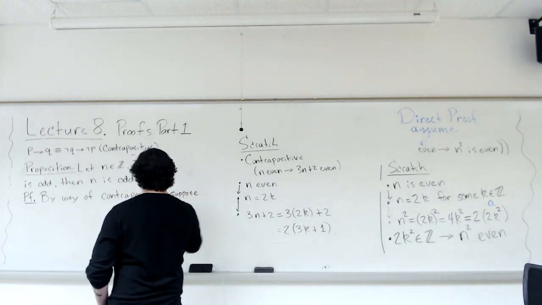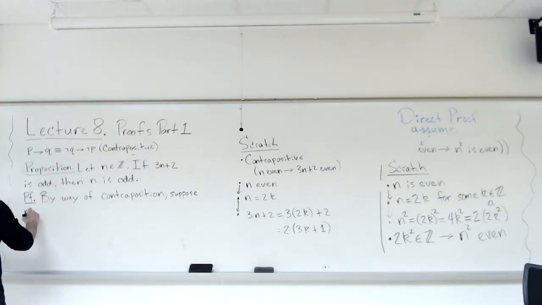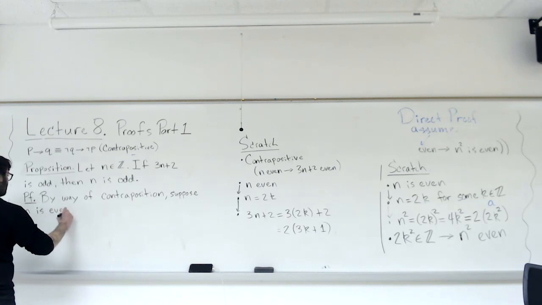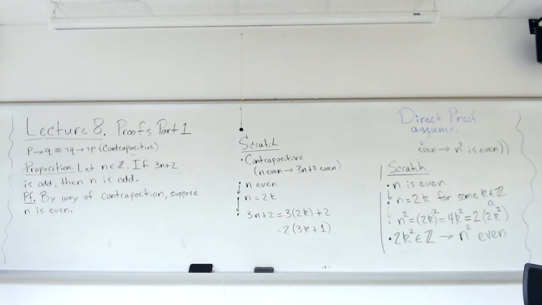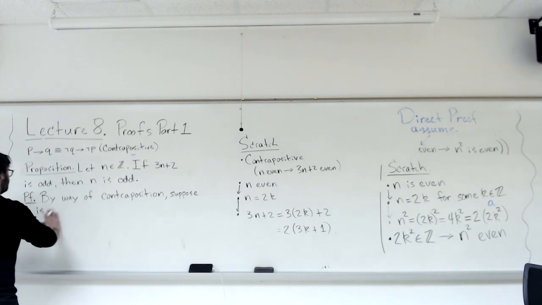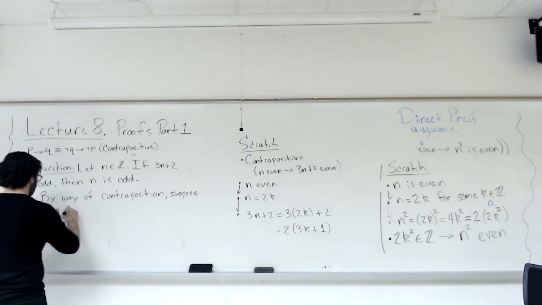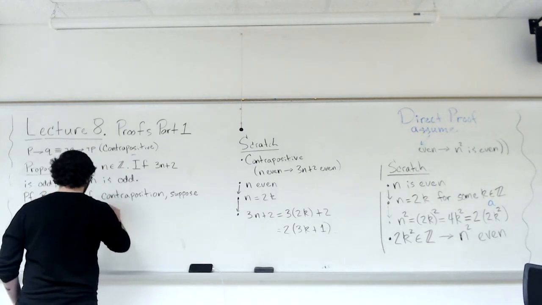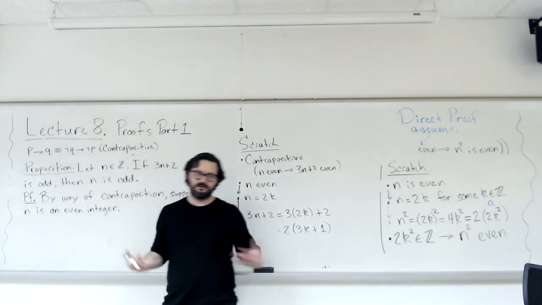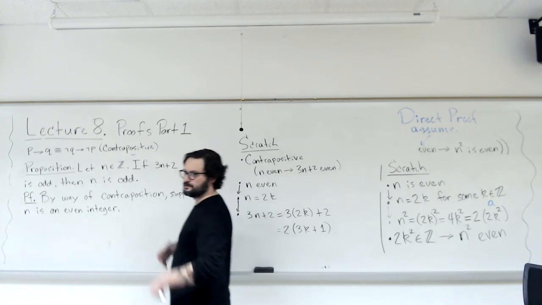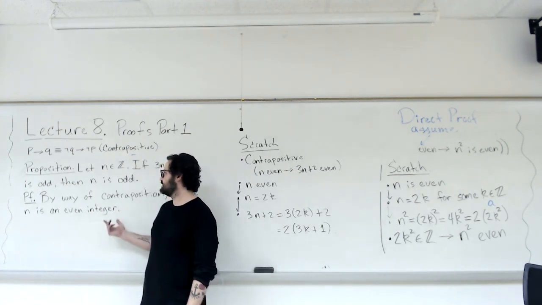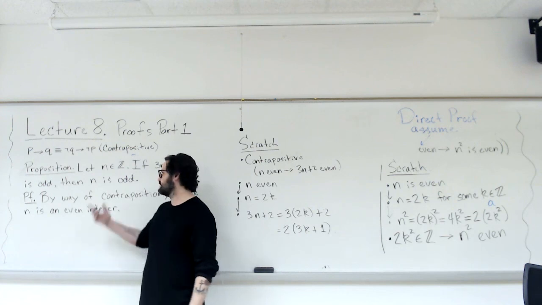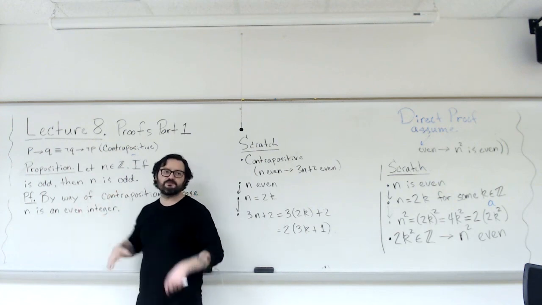So by way of contraposition, suppose n is even. Another way that you could write that is, suppose that n is an even integer. You can write that to be clear. So immediately, you've let them know it's contrapositive, and then you make a declarative statement. You assume something about n in this case, which if the reader knows what contrapositive is, they know to look at the statement and negate that. That's what you've assumed. Everything's good to go.